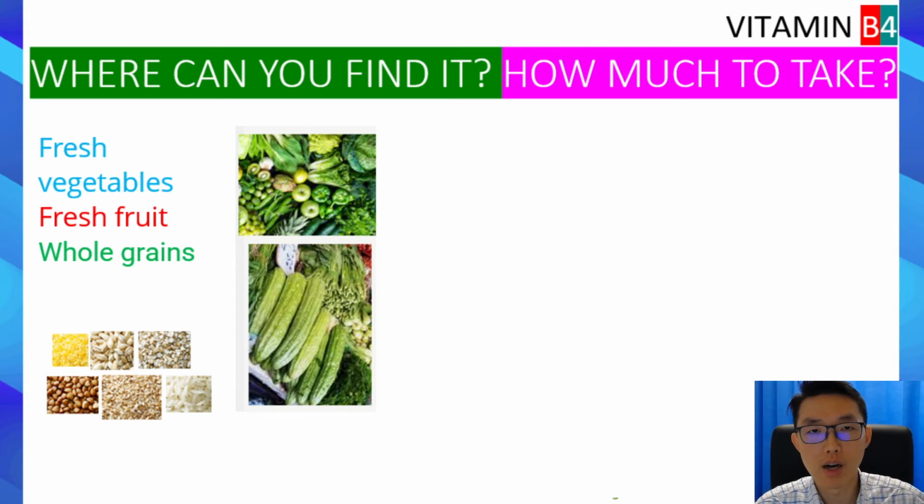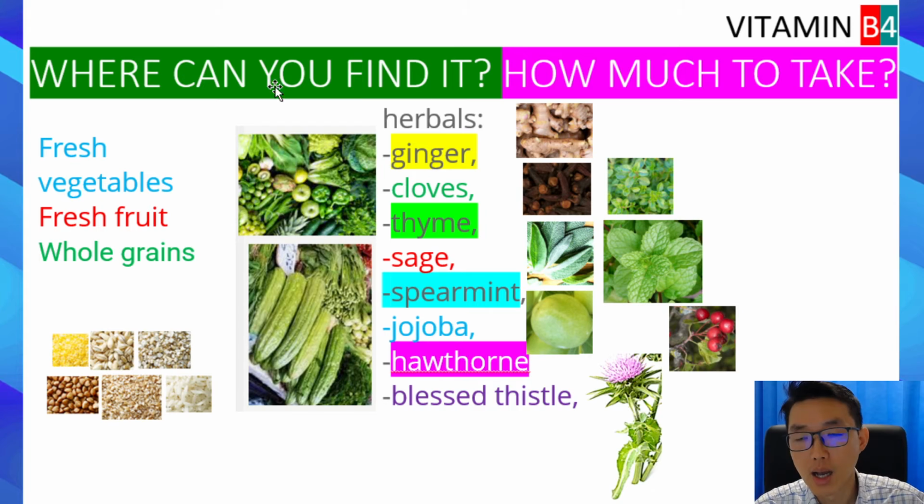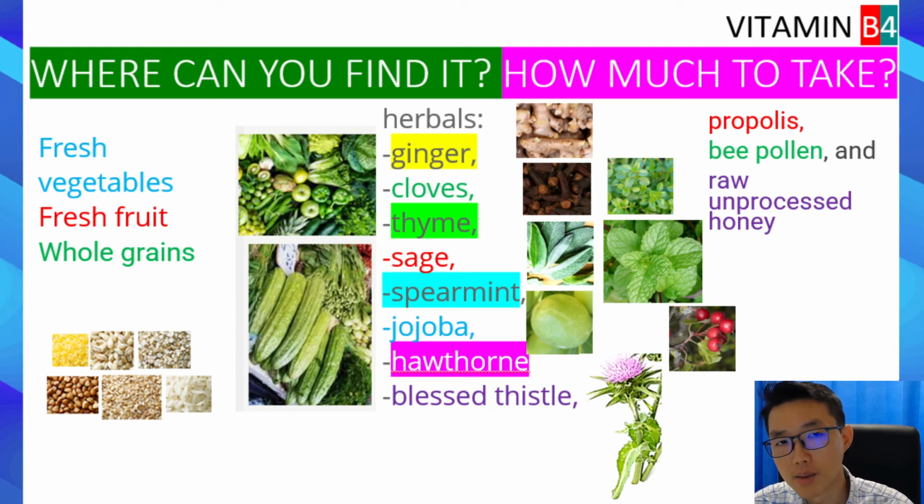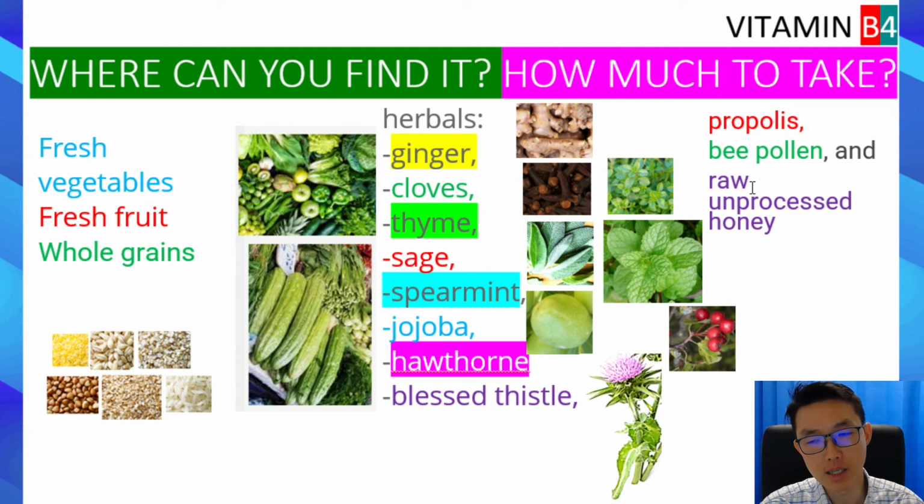Next, we will discuss where we can find adenine. Although adenine can be produced within our cells, it can also be taken orally from an external source. Foods that are rich in adenine include fresh vegetables, fresh fruits, and whole grains. Other herbs include ginger, clove, thyme, sage, spearmint, jojoba, hawthorn, and black thistle. Some supplements such as propolis and bee pollen and raw unprocessed honey also contain high amounts of adenine.